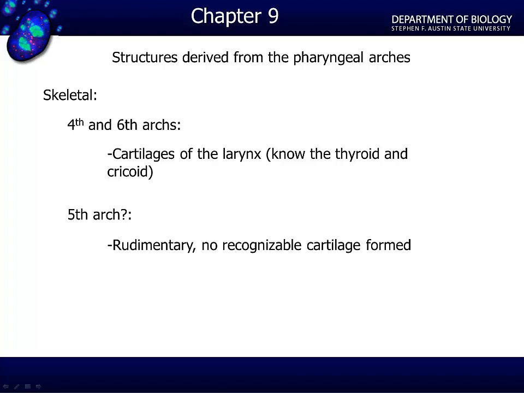And as we've mentioned before, the fifth arch really doesn't form that well. It's mostly overridden by the fourth and the sixth, so it's difficult to recognize. And so we refer to the fifth arch as rudimentary. It may exist in some lower vertebrates, but not in humans to any appreciable amount. And thus we have no cartilage or skeletal structures forming from fifth arch tissue.